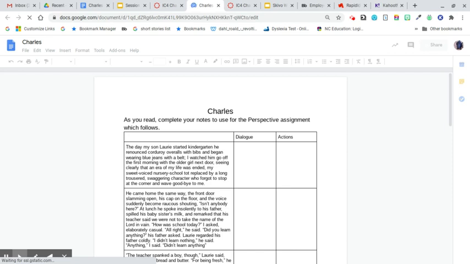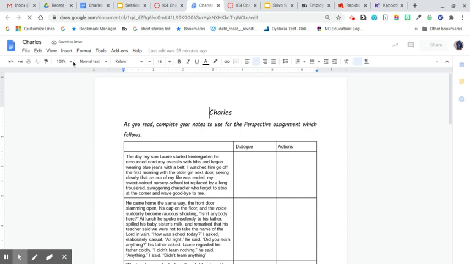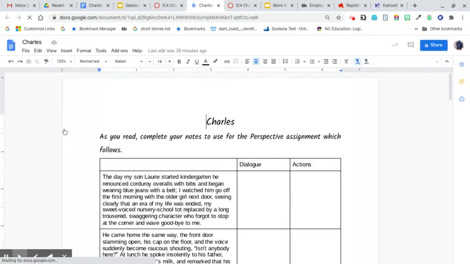It's a few pages. As you read, I want you to complete your notes to use for the perspective assignment, which follows. So I want you to write down any dialogue here that you think is important or any actions, anything that the characters do in the story. Sometimes those actions tell you more about a character than the words themselves. Let's make this a little bit bigger because I'm old. All right, so you can follow along.